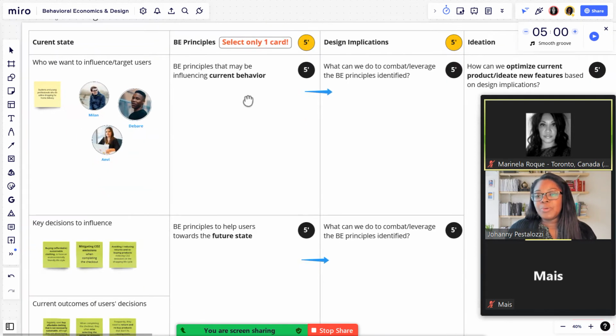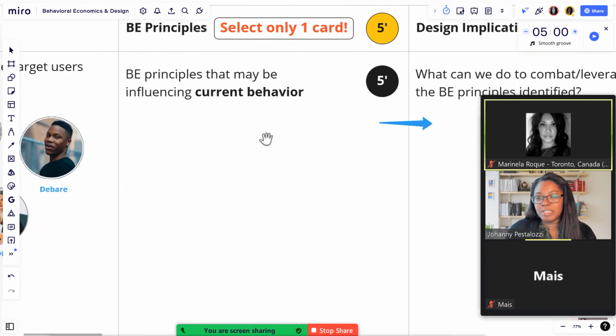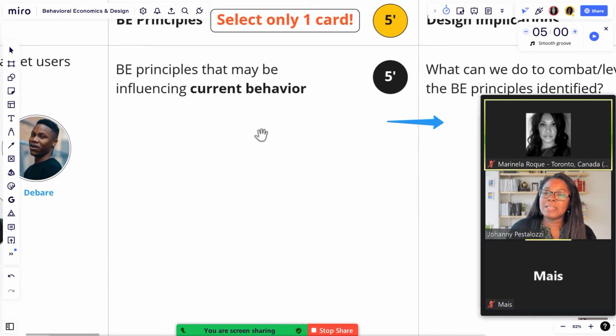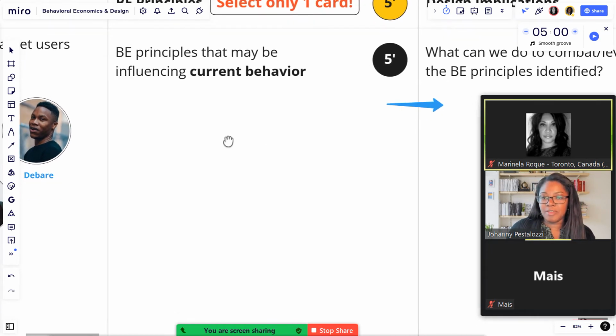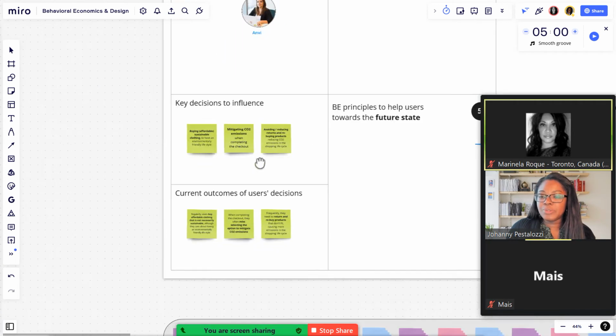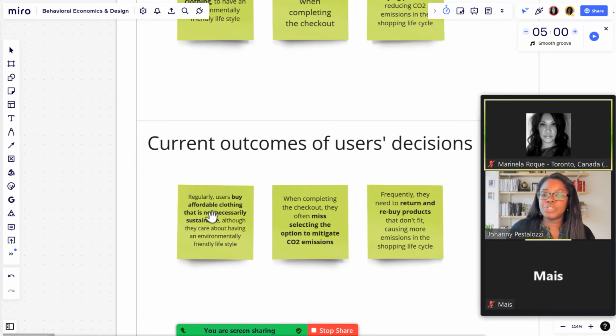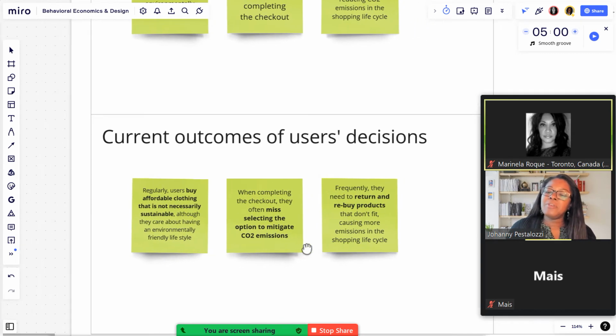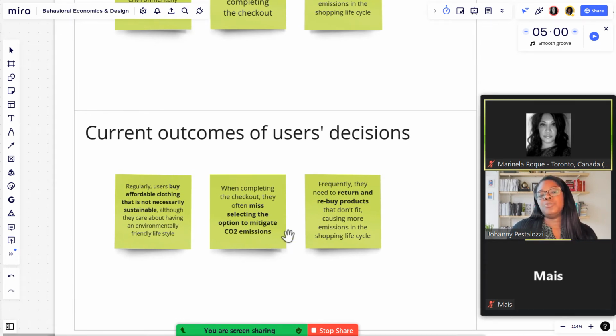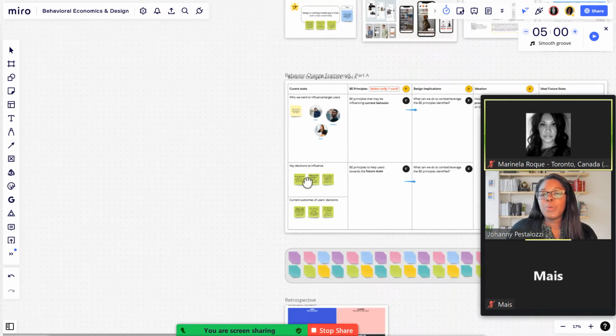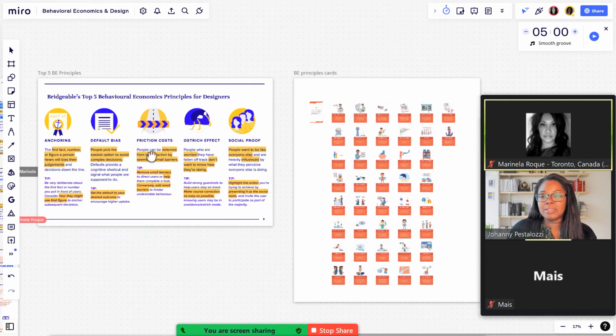We will start with this part here: behavioral economic principles that may be influencing the current user behavior. The current behavior is that users are not shopping sustainably. They choose cheaper options. They miss selecting the CO2 mitigation option at checkout. And they frequently need to return and rebuy products that don't fit them, increasing the CO2 emissions. So we will select principles from this side.